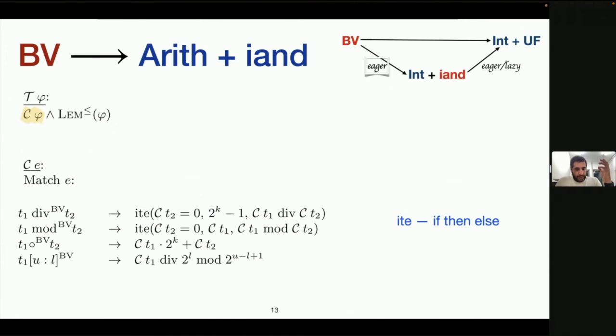Concatenation and extraction of bit vectors have a natural representation in integers, and also division and remainder. However, the semantics of division and remainder in bit vectors is not exactly the same as in integers because they disagree on how to handle division by zero. So we wrap these using an ITE, an if-then-else step.